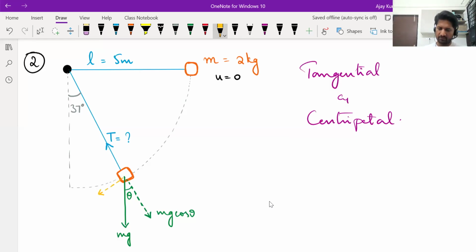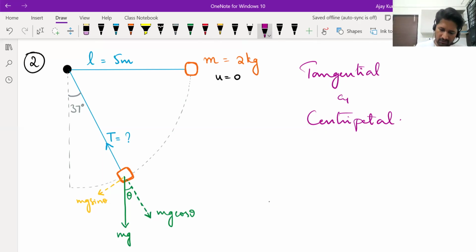That other component of mg increases the speed of the block as it comes down. We know, from everyday experience, as the block comes down, its speed will increase, meaning some tangential acceleration should be there. That is given by mg sine theta, which is immaterial for us as of now. But see, tension acts in the radial direction. Mg cos theta also acts in the radial direction. One is radially inward, the other is radially outward.